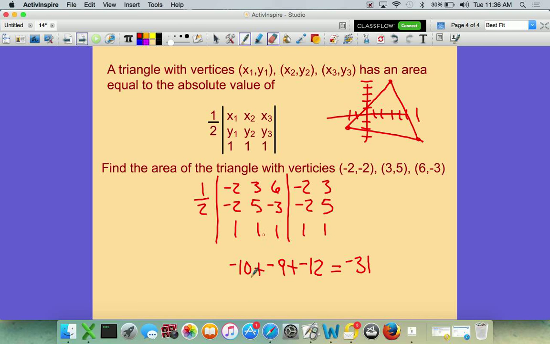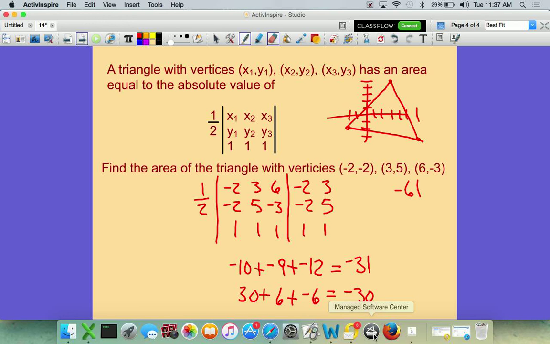For going up, we have 30 plus 6 plus negative 6. So 30 plus 6 minus 6 is 30. And then we've got to take the down minus the up. So that is a negative 61. Now what the heck does that mean? It means nothing yet because we're not done yet.